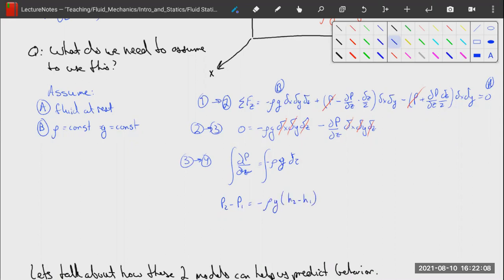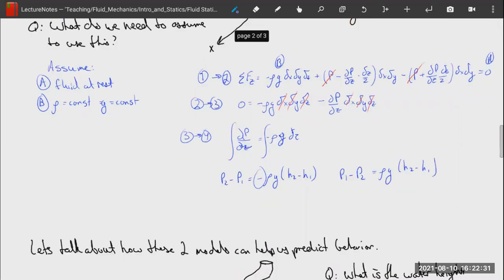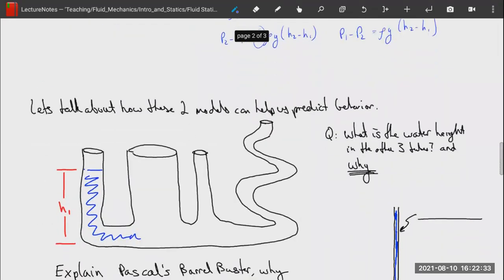Or, as it's usually put in the books, P1 minus P2, we're going to get rid of this negative sign here and this negative sign. P1 minus P2 is equal to rho g (H2 minus H1), right? All that means to say is that the higher pressure is at the bottom where the lower height is, right? Cool. So let's talk about how these two models can help us predict behavior.